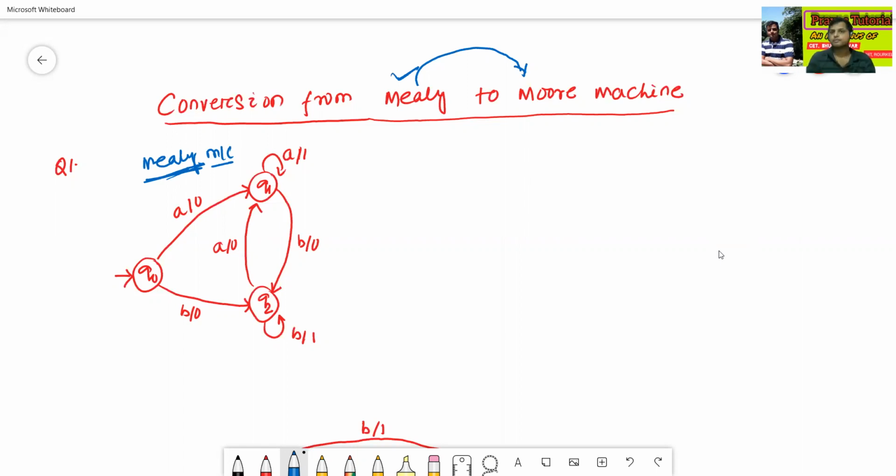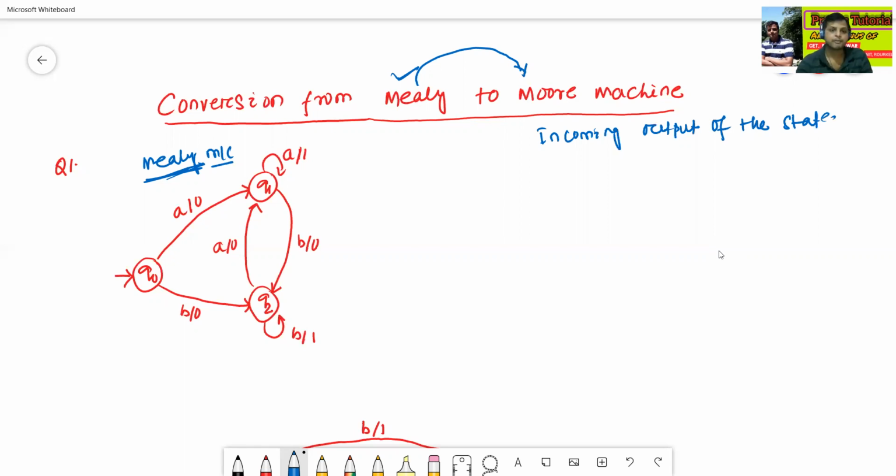Before constructing the Moore machine, first formulate the number of states. How to know the number of states for the Moore machine? This is one important thing: the number of states is based on the incoming output of each state. Always check the incoming output of the state.